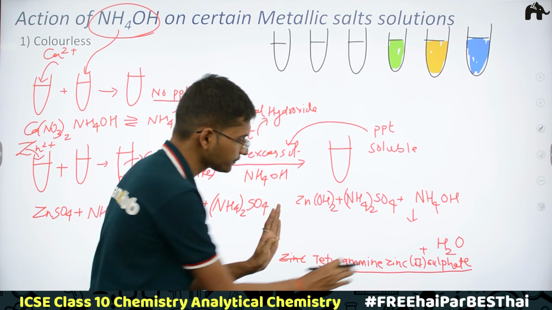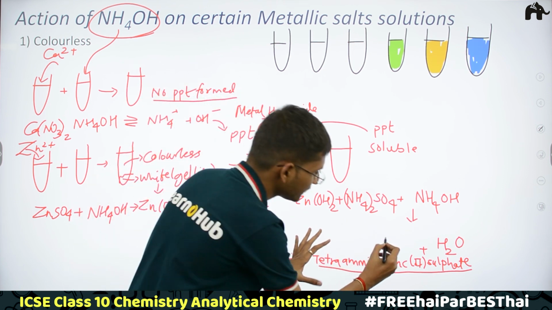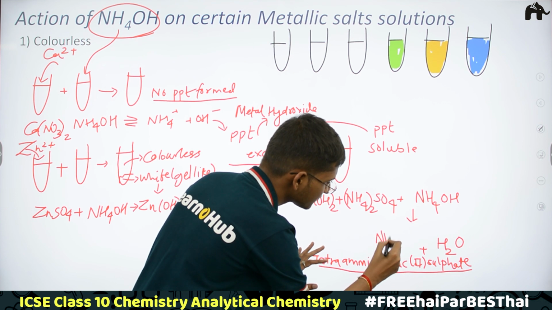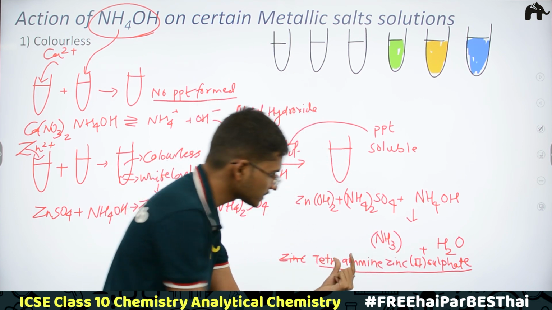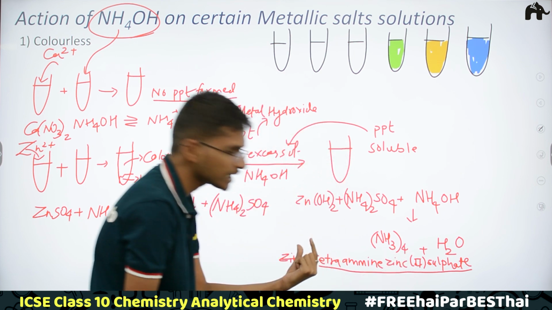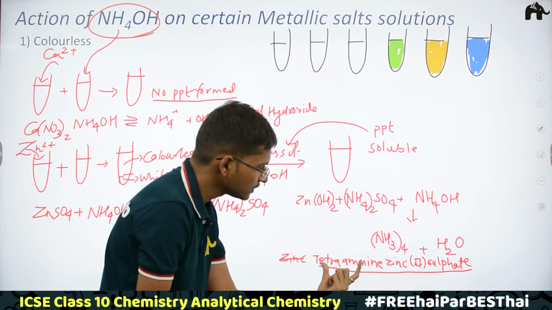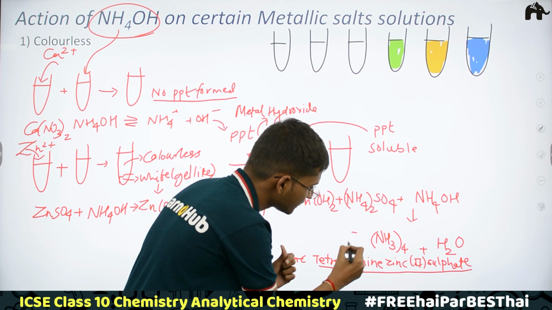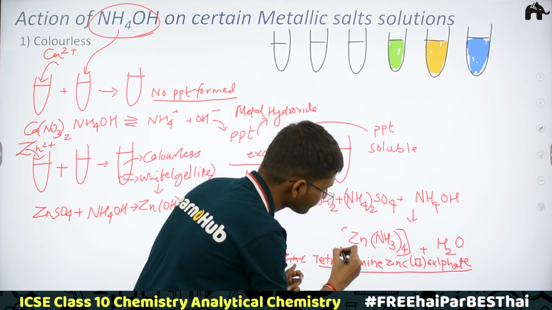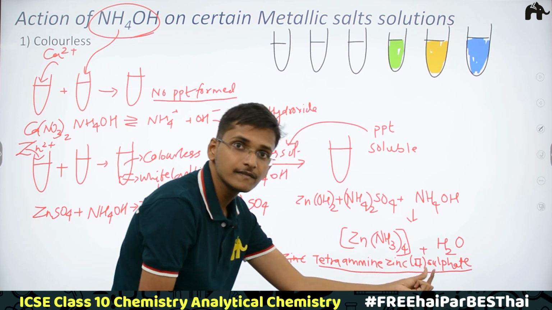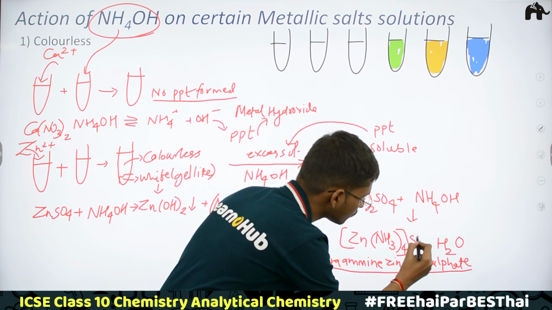Tetra means 4, and amine here means NH3. There are 4 amine, as the name suggests. So I have written tetraamine, and then zinc, so I have to write zinc ahead of that amine group. I would put a bracket here. And then after zinc there is sulfate, so I would just write here SO4.